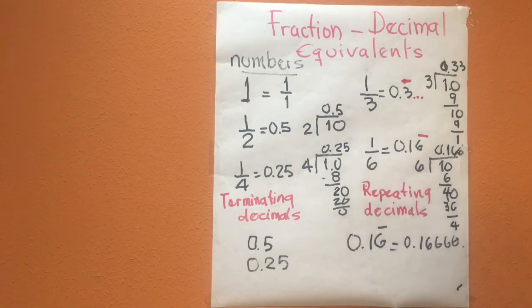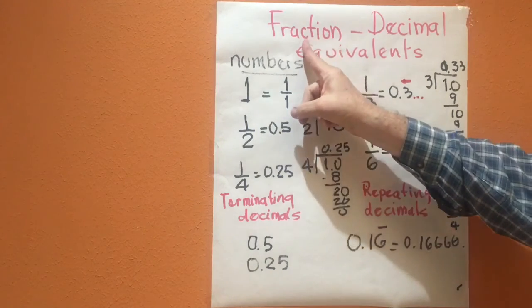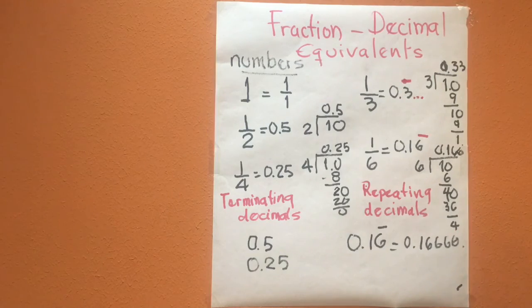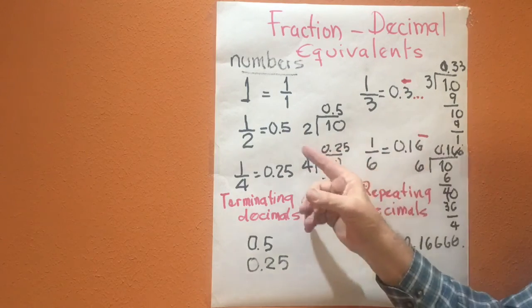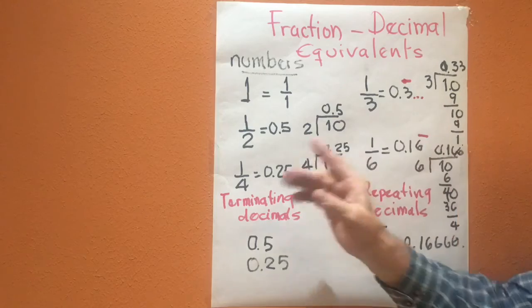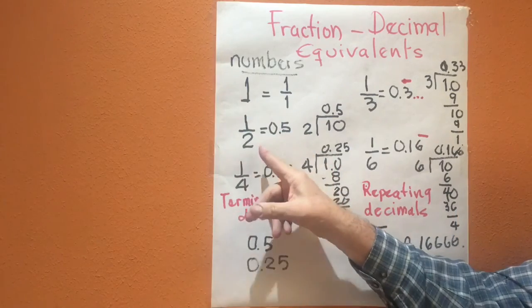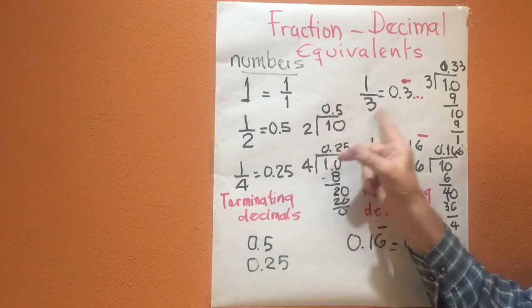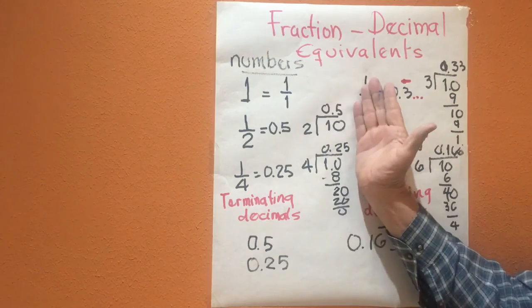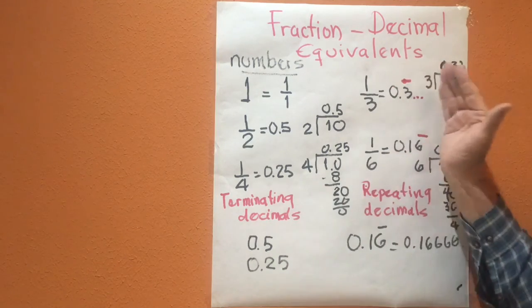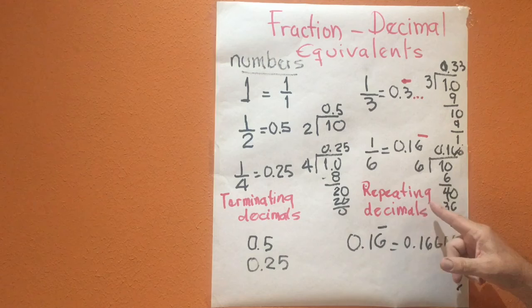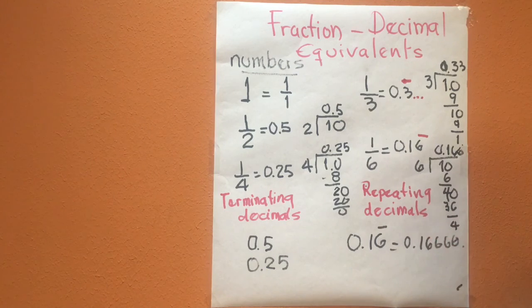So you have to be very careful when you change a fraction into a decimal form. How do we do that? We only have to divide the numerator by the denominator and find how many decimals we have. If it's terminated, it's a terminating decimal. If it continues, then we have to say that it's a repeating decimal.